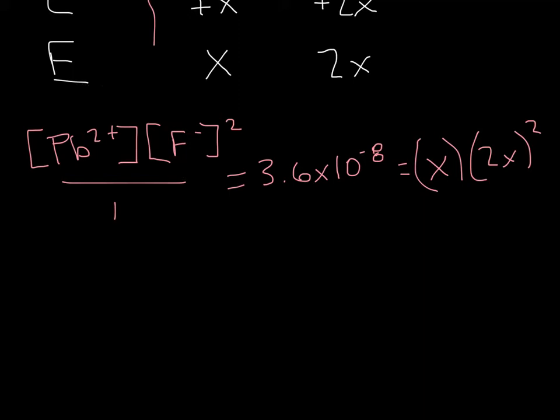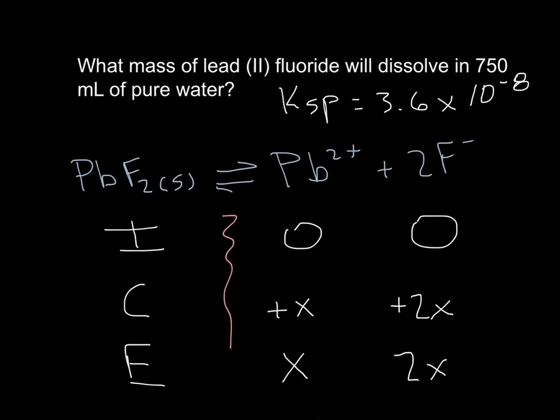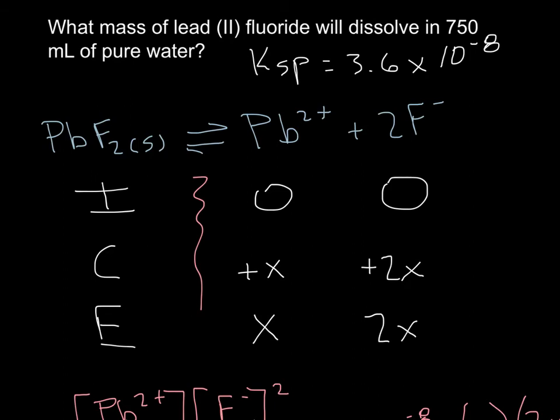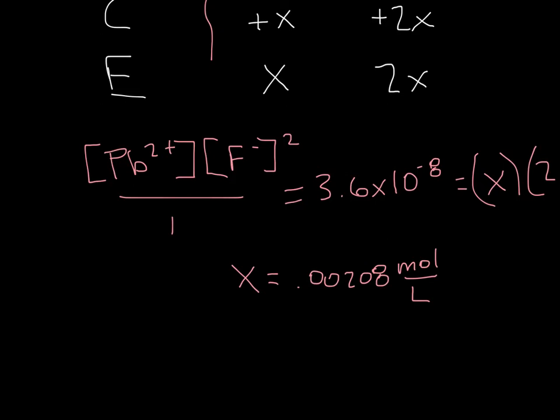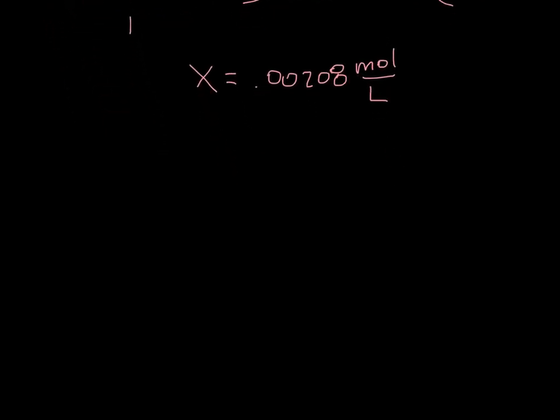When I solve this for X, X is going to be 0.00208. And the nice thing is this is moles per liter, and this represents my concentration of lead-2 at equilibrium. Going back up to the original problem, what mass of lead-2 fluoride will dissolve in 750 milliliters of pure water? How will I know how much lead dissolves? Well, if I am going to make 0.00208 moles per liter of lead-2, that must mean that 0.00208 moles per liter of lead-2 fluoride dissolved.